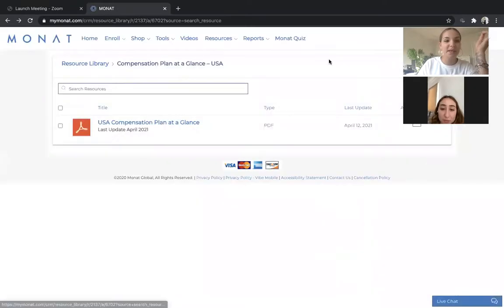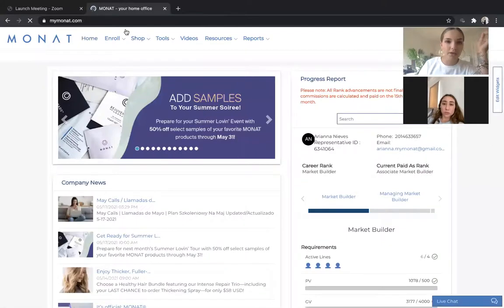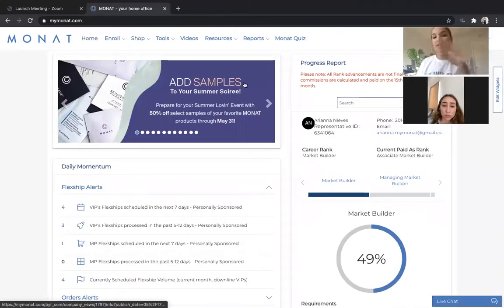It's because I have so many files on here. Okay, hold on. So whenever you log in, it's going to look like a shop screen. What you're going to do once you log in is hit home, and you're going to see this screen.